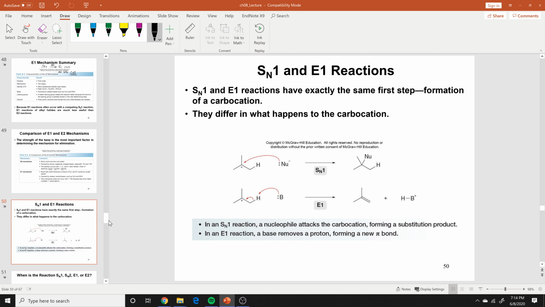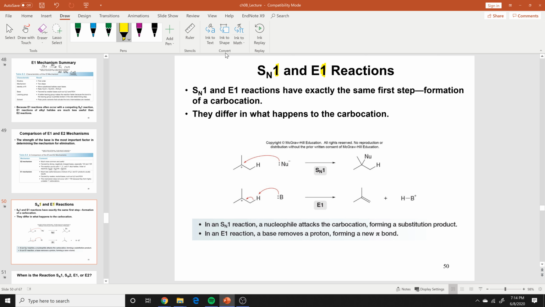Now, SN1 and E1 do occur together. SN2 and E2 occur together. So the rule says that the ones happen together, the twos happen together. There are some conditions where E2 happens alone without SN2, and there are cases where SN2 happens alone without E2. But with SN1 and E1, no, they do happen together every single time. So whenever you form an SN1, you form an E1.